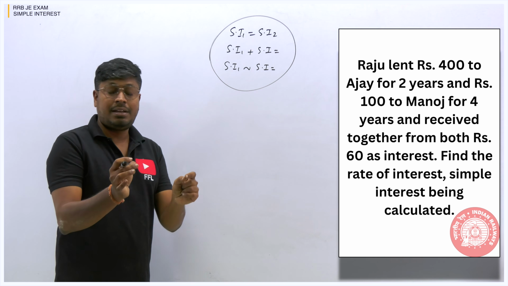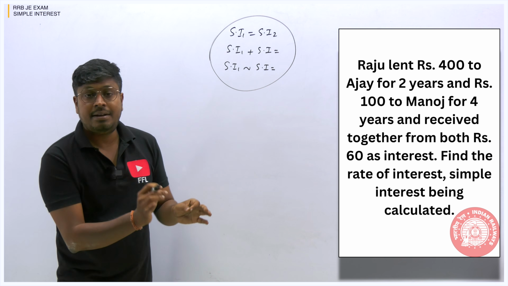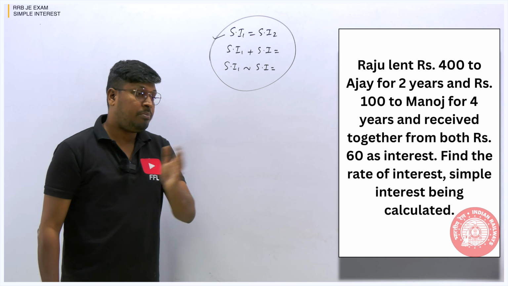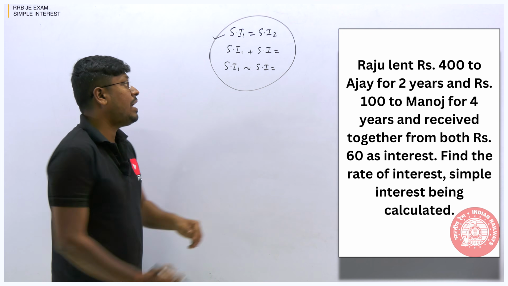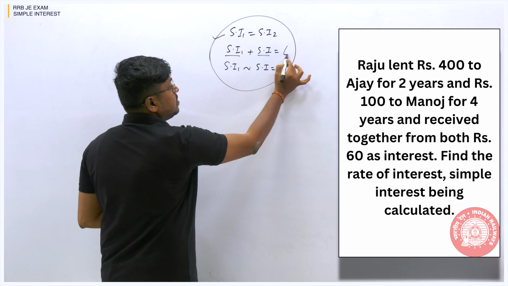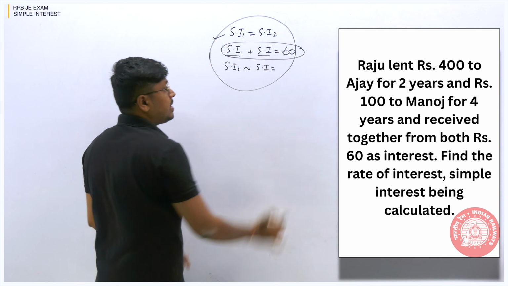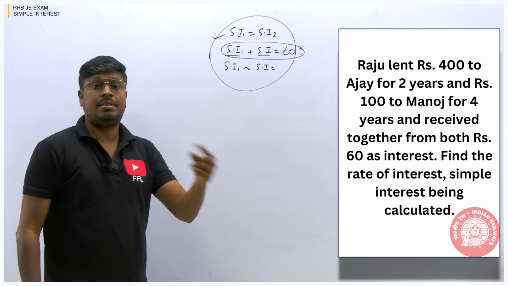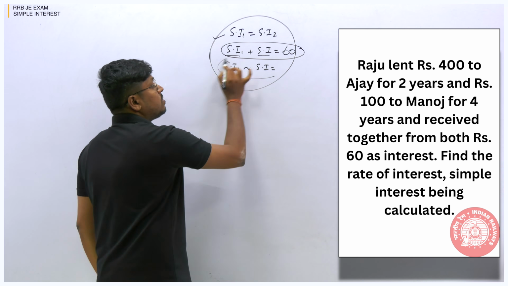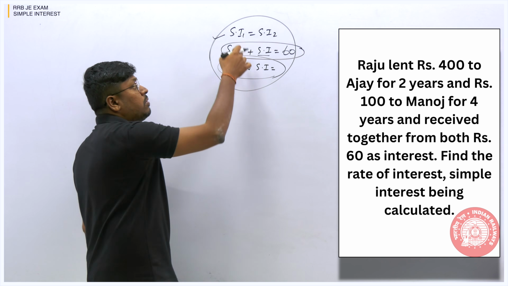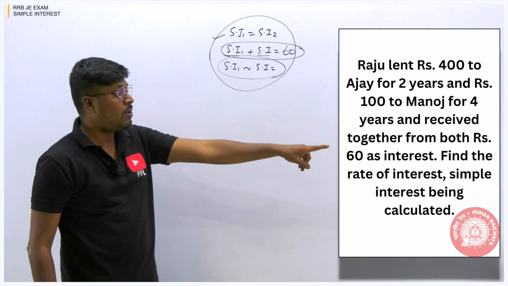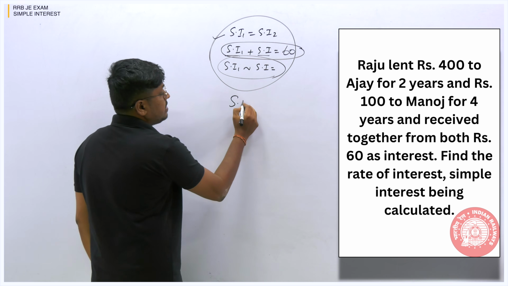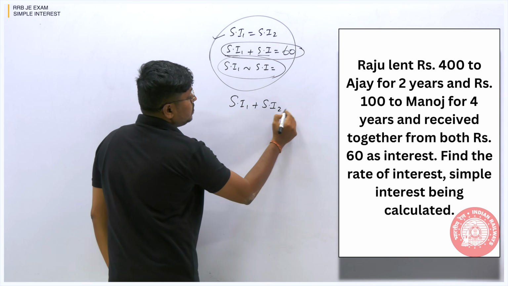If both the simple interests are the same over the time duration, then we go with the equating formula. If the total simple interest received from both persons is 60, as in this question, we have to use simple interest 1 plus simple interest 2 equals 60. In case the difference between the simple interest amounts of the first person and second person is 60, then you have to use the difference concept. So based upon the question, the equation format will change. Now according to the question, the total interest received from both persons is 60. So simple interest 1 plus simple interest 2 equals 60.